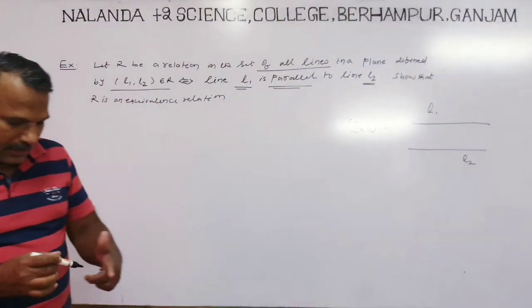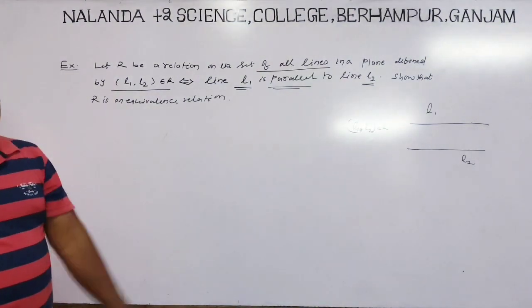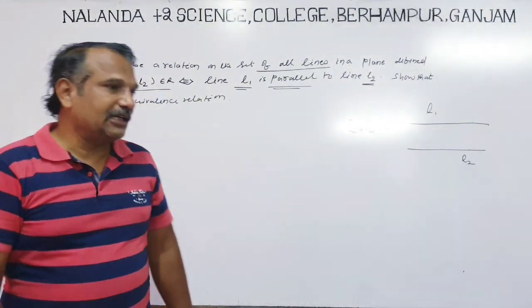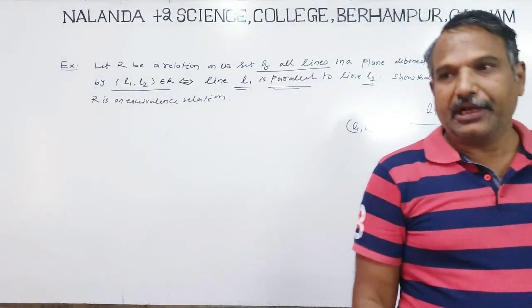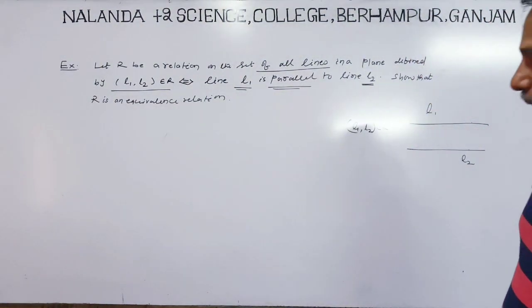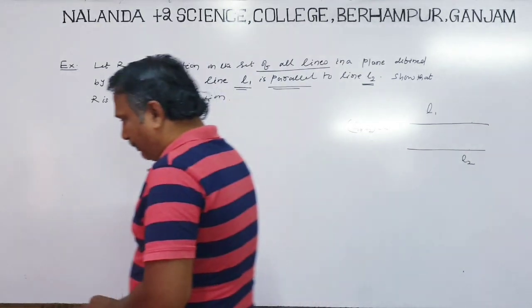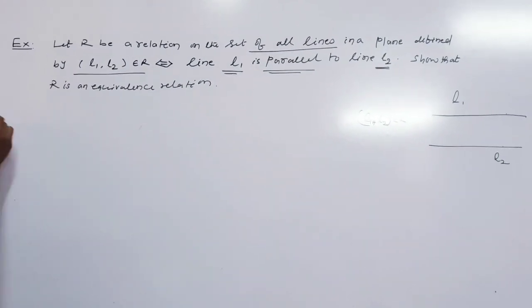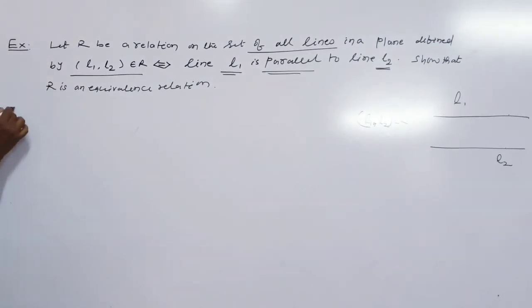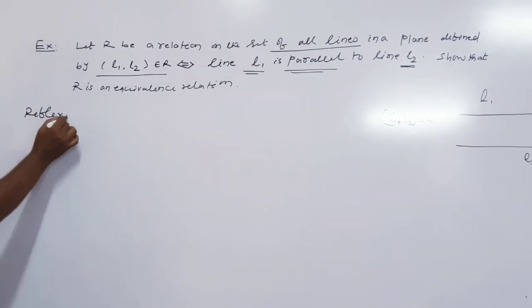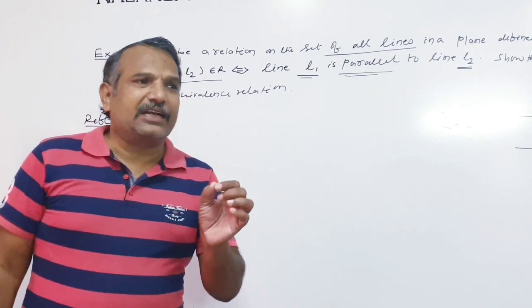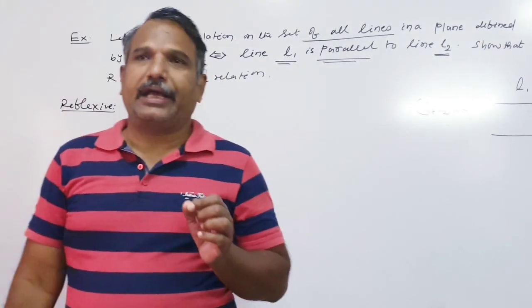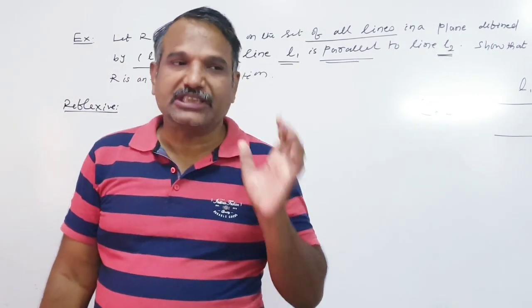So the relation is an equivalence relation. What is an equivalence relation? An equivalence relation means it must be reflexive, symmetric as well as transitive. Now what is reflexive? We know the definition of reflexive: A is related to A for every A that is an element of set A.